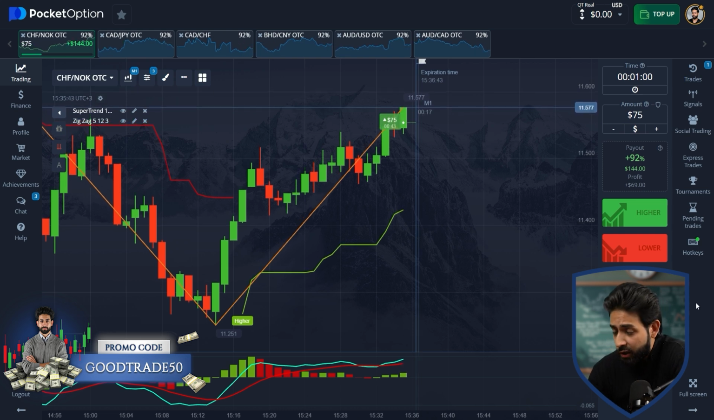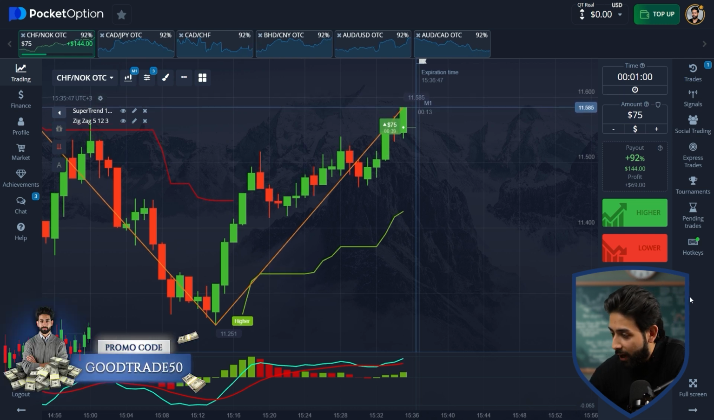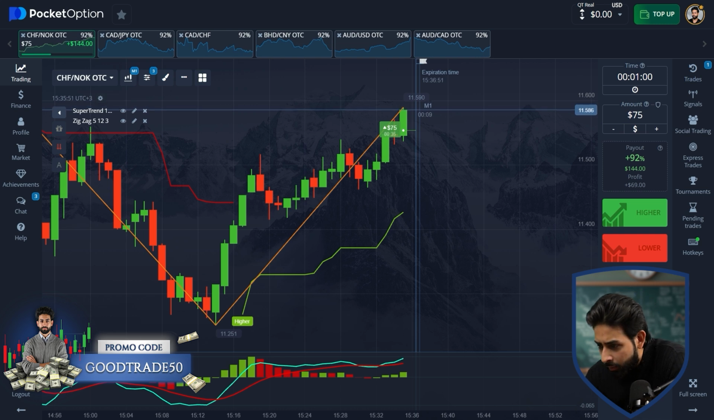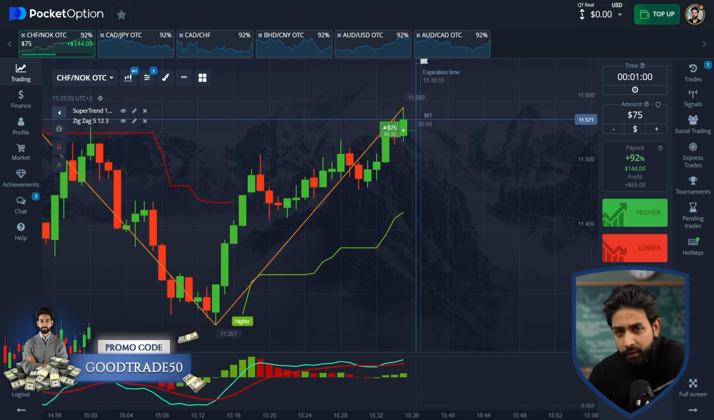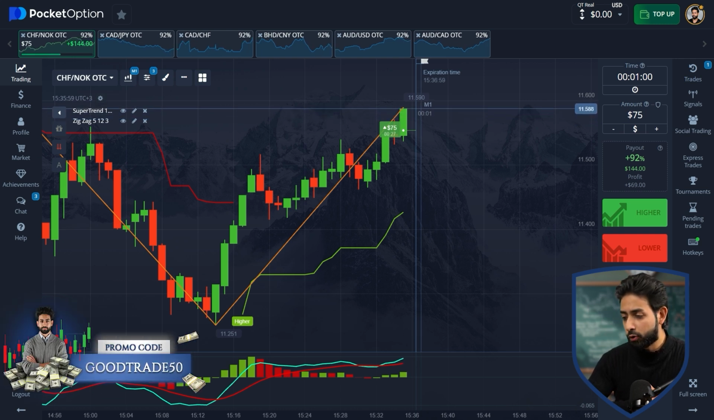So this is the first trade of the day. We are trading with CHF NOK. We have entered into a buy position. The market is looking beautiful. We are already making money, to be honest. We are already up by $144. The investment amount is $75. Alright, let's just be patient and have a look at what happens.